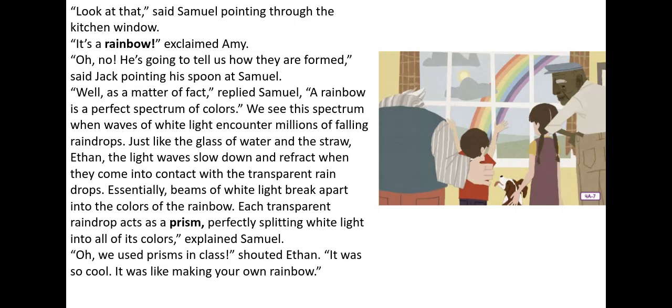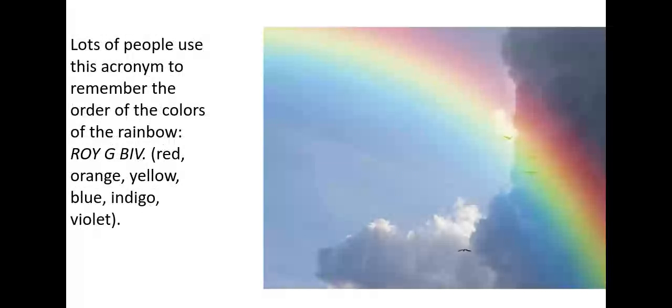The light waves slow down and reflect when they come into contact with the transparent raindrops. Essentially, beams of white light break apart into the colors of the rainbow. Each transparent raindrop acts as a prism, perfectly splitting white light into all its colors, explained Samuel. Oh, we used prisms in class, shouted Ethan. It was so cool. It was like making your own rainbow.